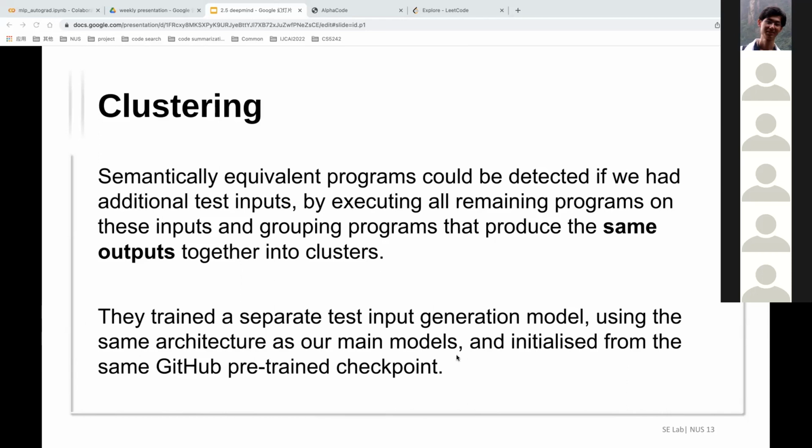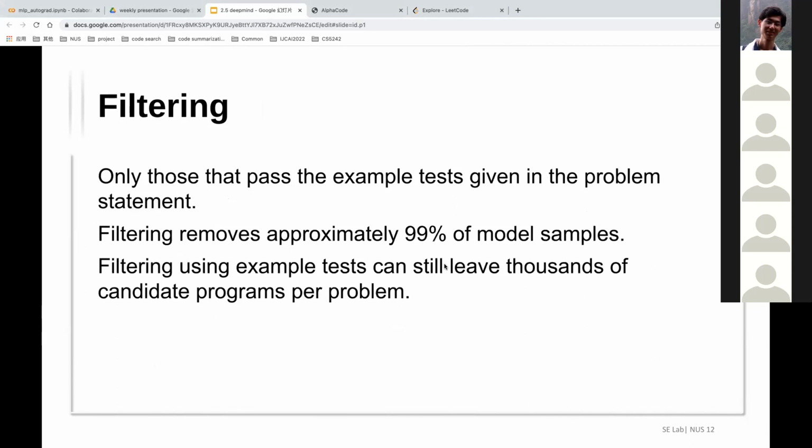But is that really necessary? So you can see, given the input, right? Suppose we know the model input and suppose we know the model output. So why do we need a model to generate a test input? Suppose now, after the filtering, all the candidates can pass the example test.